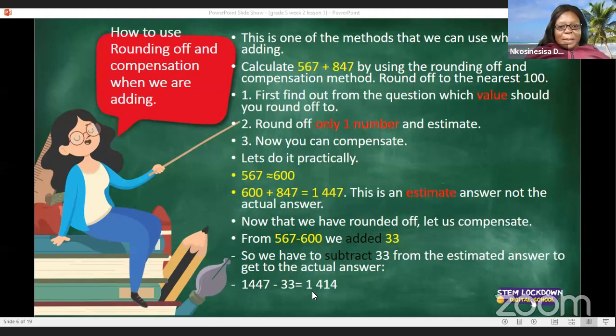So grade 5s, we round off one number, and then we add the rounded off answer to the one that we did not round off. After that, the answer that we call an estimate. And then we go back and check the number that we rounded off, how much did we either add or subtract. And then we have to compensate that. And when we compensate, we do inverse operation, right? So for instance, here we added, it means that we have to subtract.